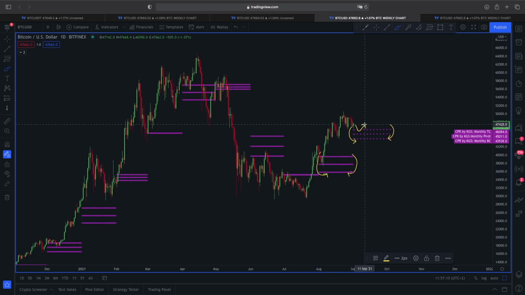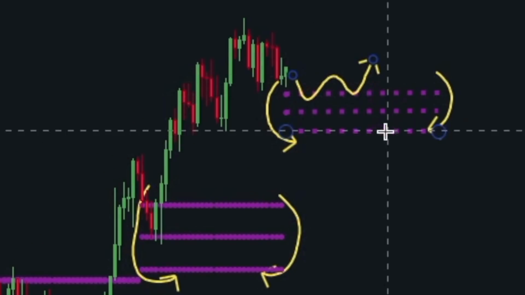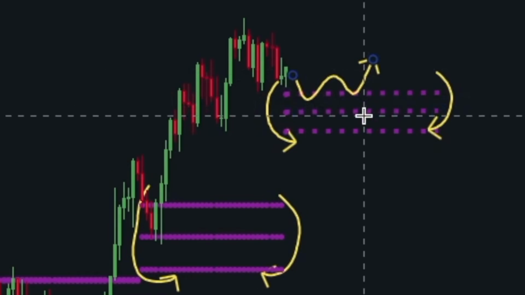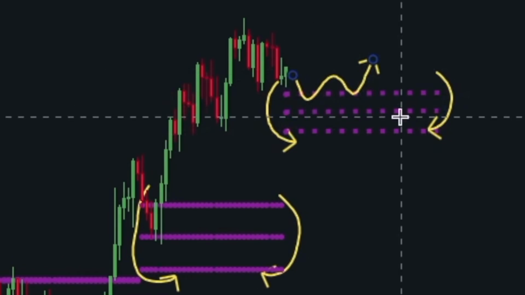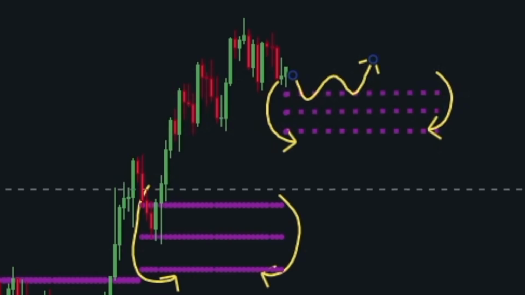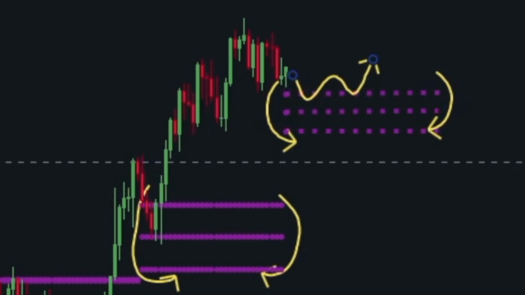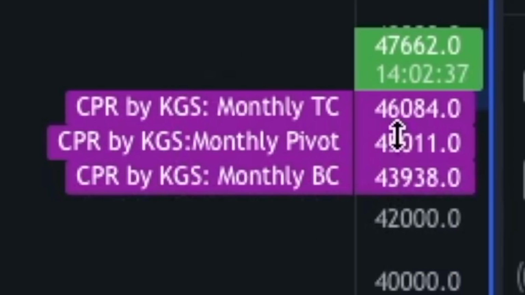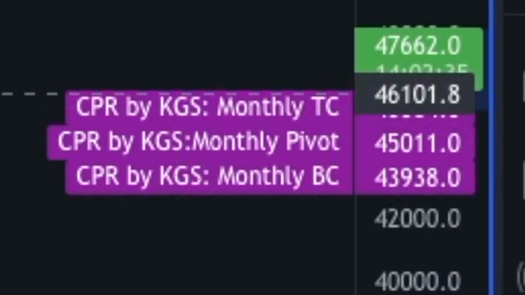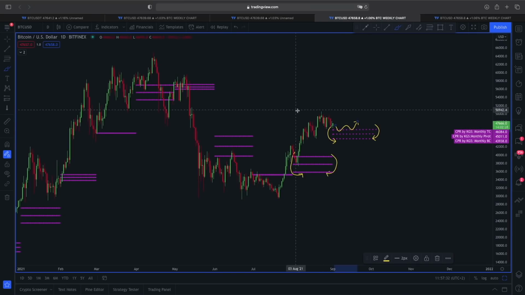Even if we are going to see some more shakeout, these three CPR lines, top CPR line, bottom CPR line, central CPR line, are going to be one strong line of support for Bitcoin, lying around 44,000 to 46,000 price range. So now let us come back to this scenario. Even if we see some sort of a movement, I'm still expecting some pullback to happen at least around this top and central CPR line before price again chooses the trend direction.